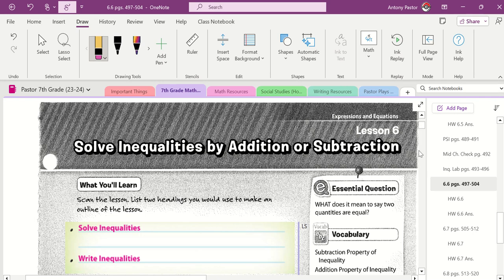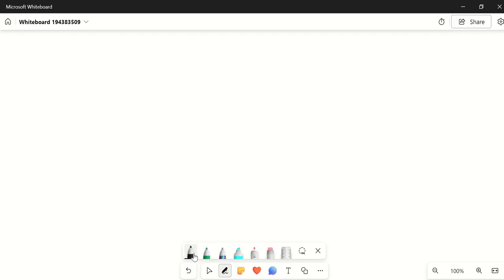So we are on chapter 6, lesson 6. Today we are solving inequalities by addition or subtraction. First off, who can tell me what an inequality is? Do we remember these? Because we worked with these last year.